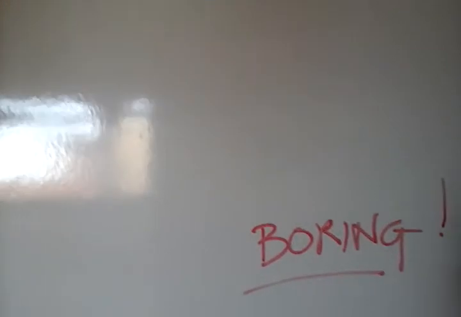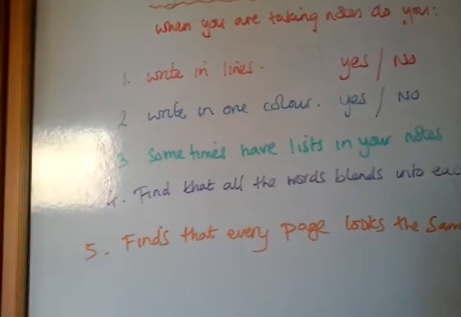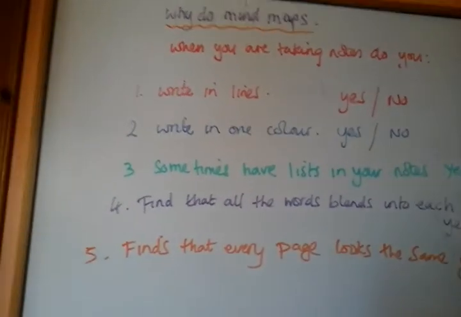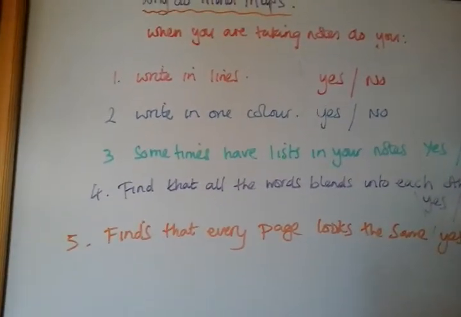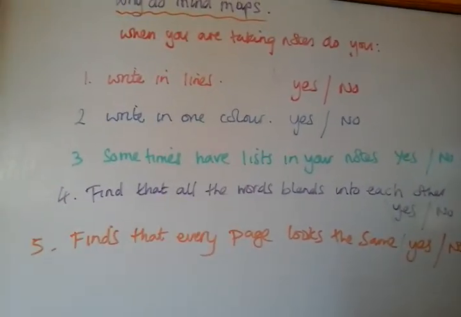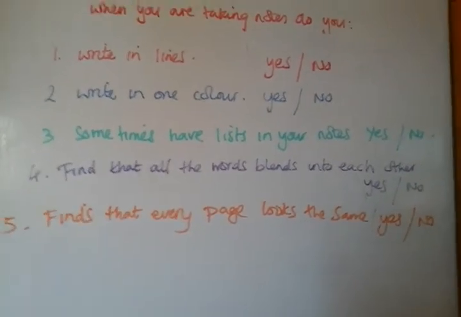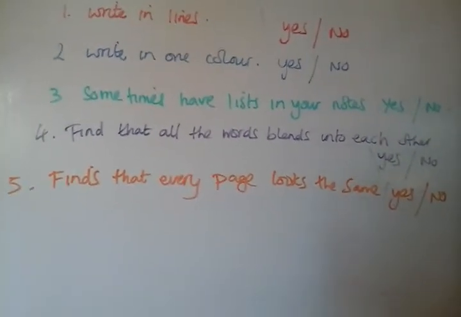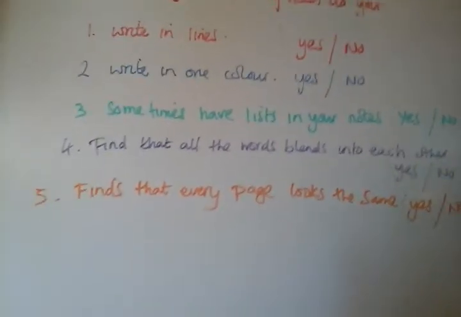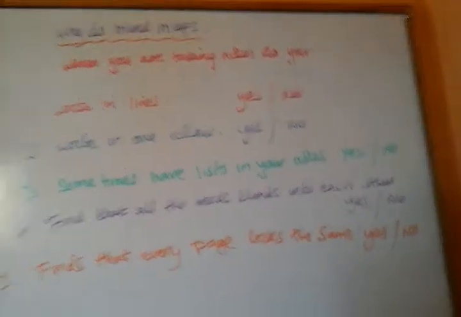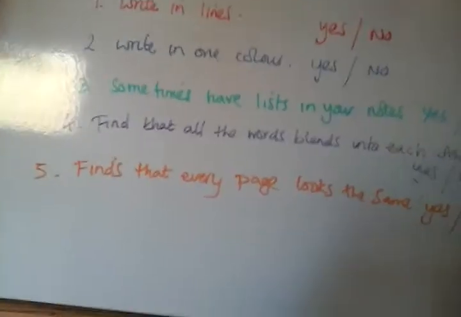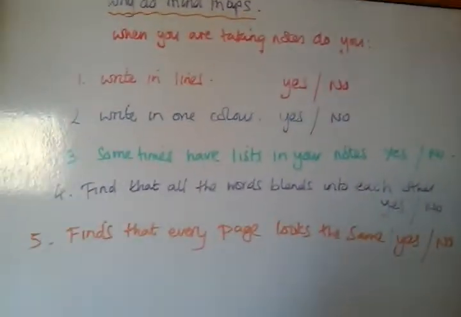So when you are taking notes, do you write them along lines? Do you write them in one colour, especially blue or black? Do you sometimes have lists in your notes? And do you find that all your words and everything you're writing blends into each other, instead of jumping out at you? And do you find that every page looks the same? That's why mind maps are a good way of trying to make studying and note-taking a little bit more exciting.